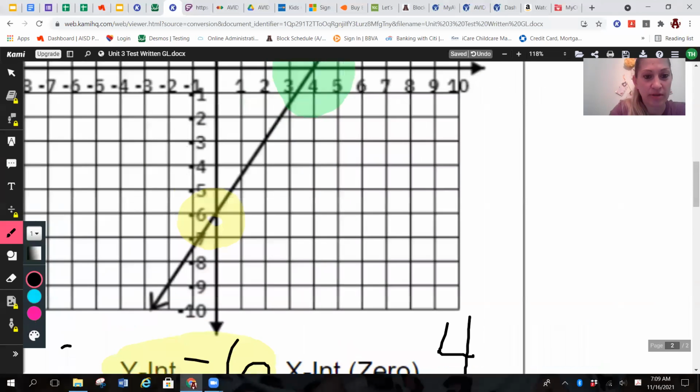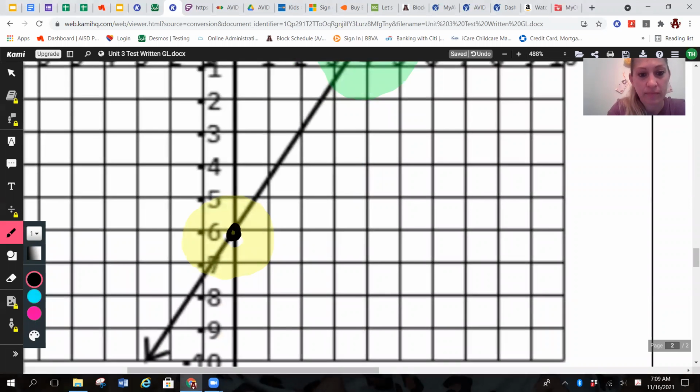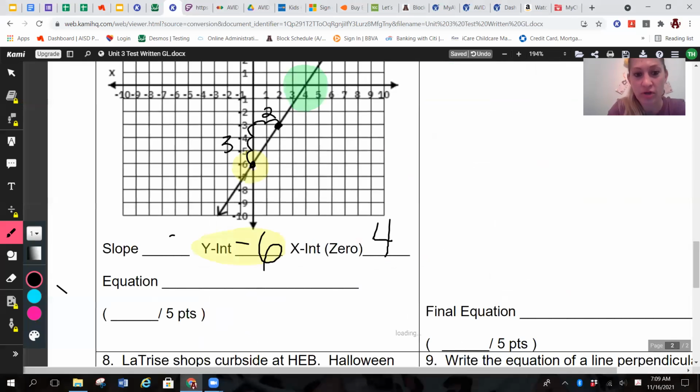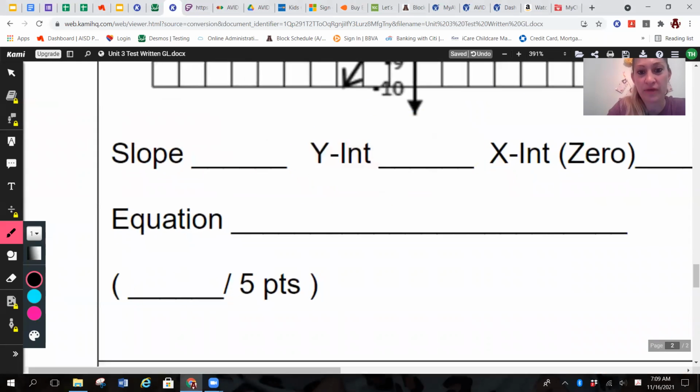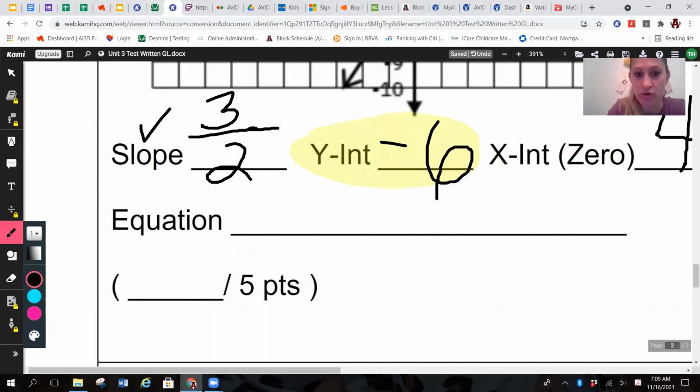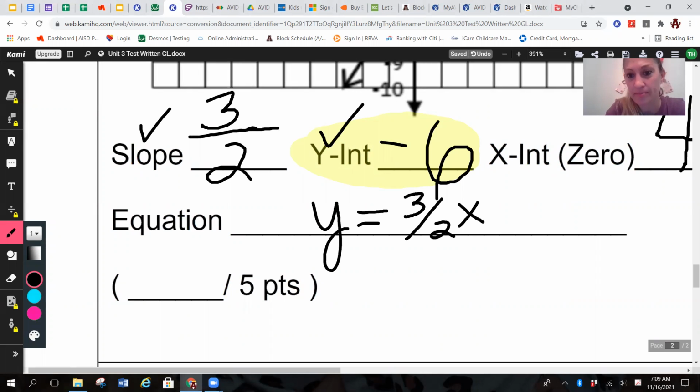All right, and now let's zoom in to find the slope. There's 2 points. All I need to do is count the spaces. Up 1, up 2, up 3, over 1, over 2. So our slope is 3 over 2. And remember, the equation only uses the slope and the y-intercept. It doesn't use the x-intercept. So y equals 3 over 2x minus 6. That is the equation of this line in slope-intercept form.